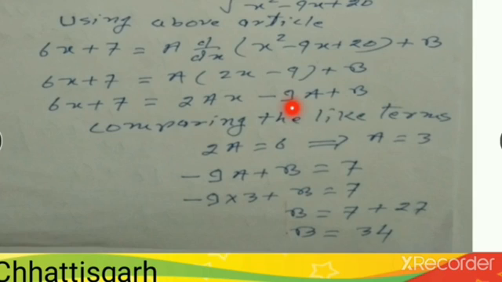See the constants: this is minus 9a plus b, and here the constant is plus 7. That is, minus 9a plus b is equal to 7. Substitute the value a equal to 3. That is, minus 9 into 3 plus b is equal to 7. Now b is equal to 7 plus 27, that is b is equal to 34.